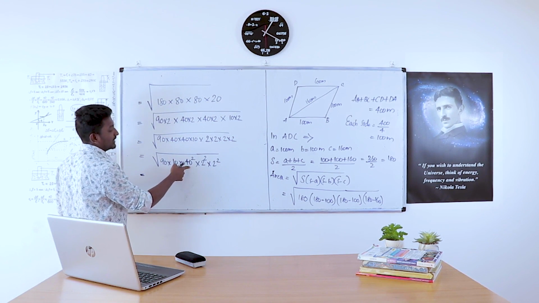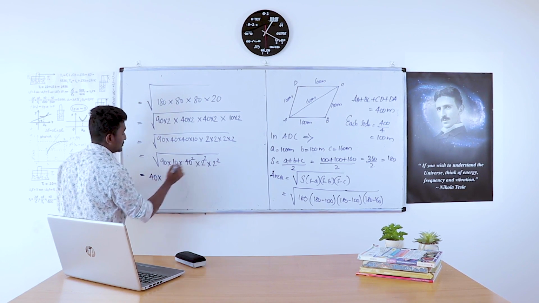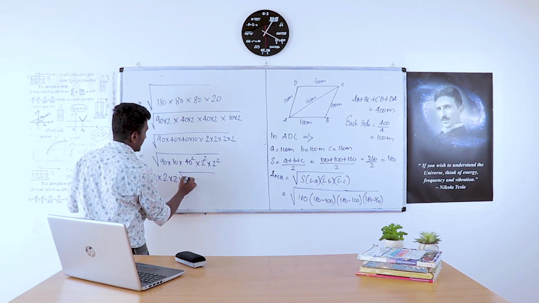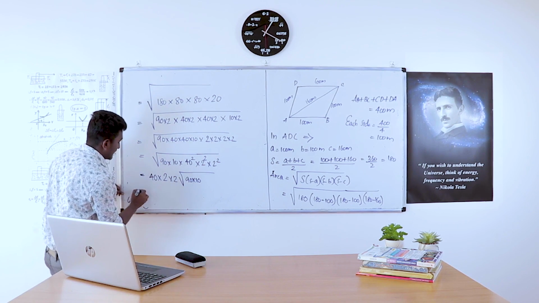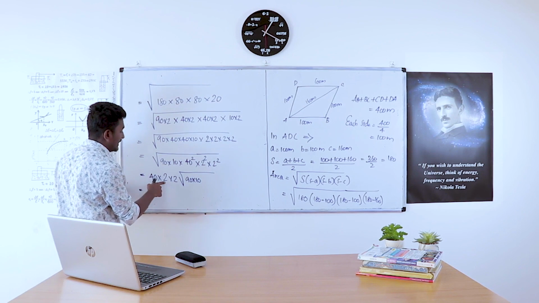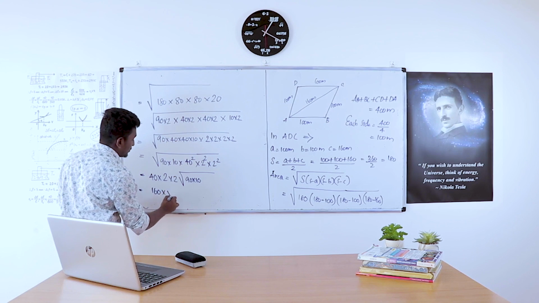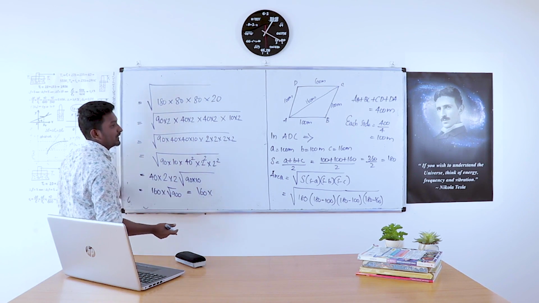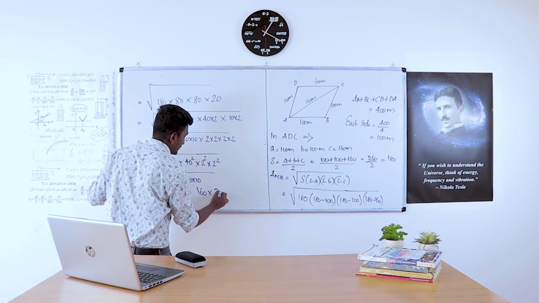When 40 square is taken out from the root, it becomes 40, 2 square becomes 2, again 2 square becomes 2. What remains in the root? It's only 90 into 10. Clear? That is equal to 40 into 2, 80, 80 into 2, 160. 160 into root of 90 into 10, it's 900. What is root 900? 30 into 30 is 900. That is 160 into 30.